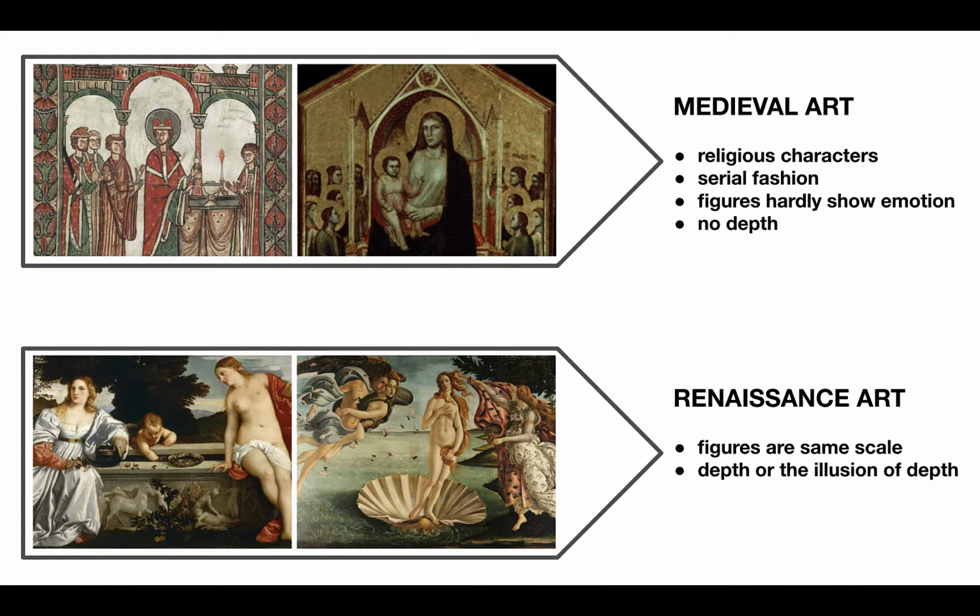And moreover, perspective required that the painting have a triangle that resulted in the top angle becoming a vanishing point. And I'll go into this in a little more detail here. So again, in Renaissance art, figures are the same scale.